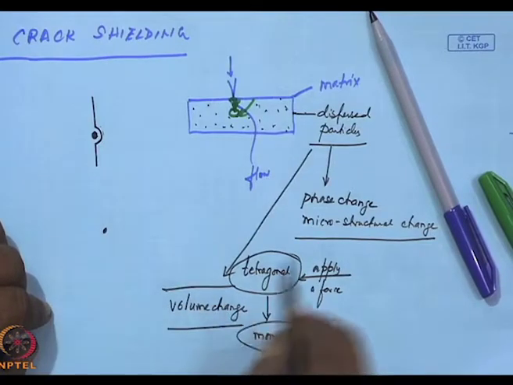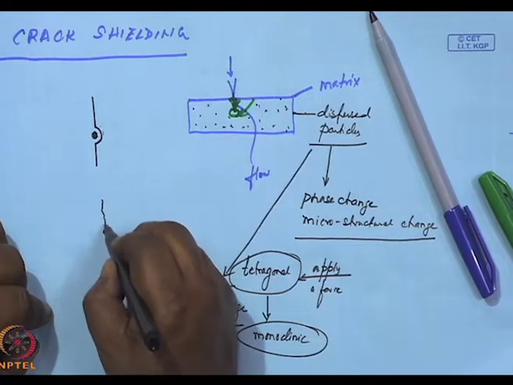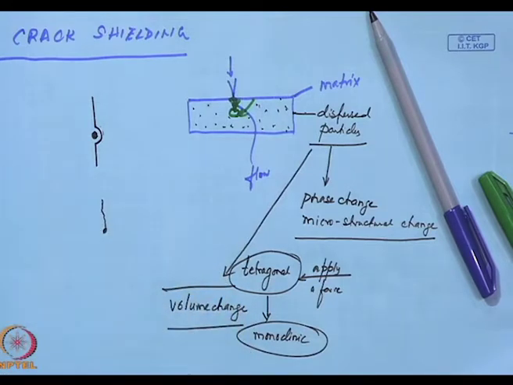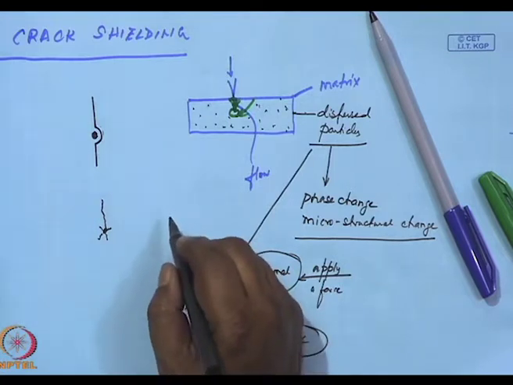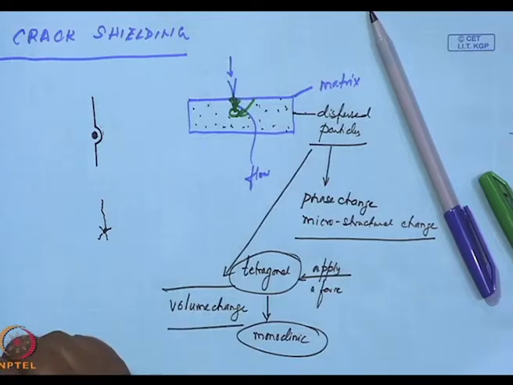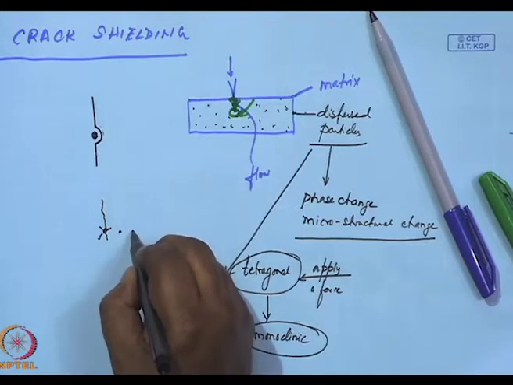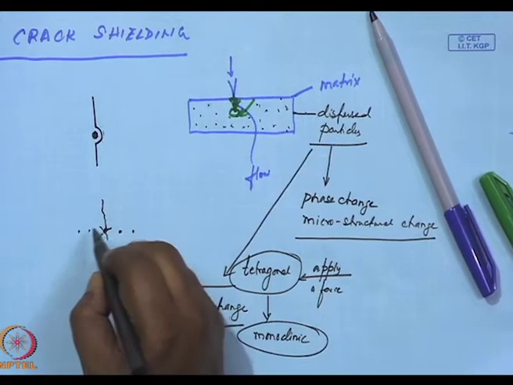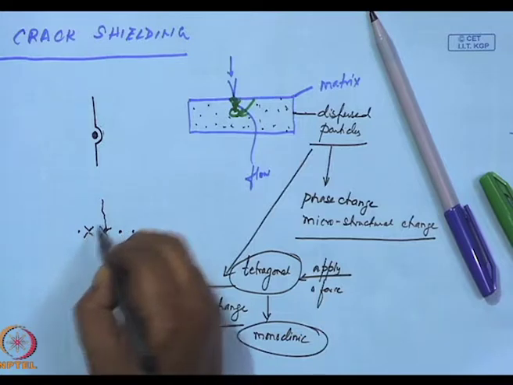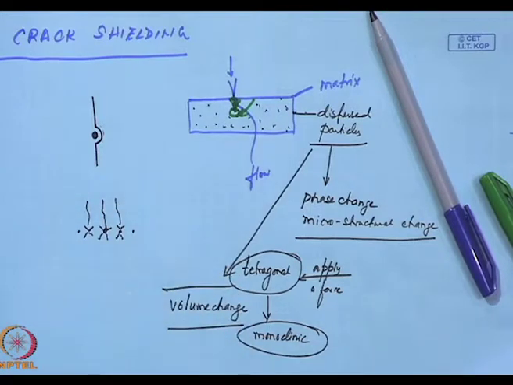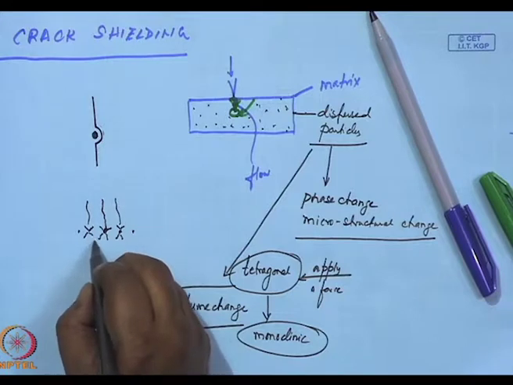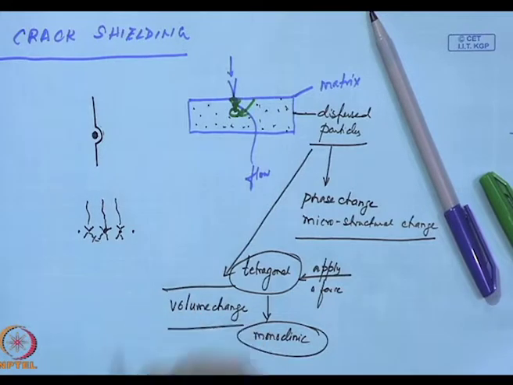Suppose this is the crack, this is a dispersed particle. The crack comes in, and then due to this dispersed particle, which can have a microstructure or phase change, small microcracks develop. These are small microcracks. Now, with dispersed particles being there right through the phase, there will be microcracks on all of them due to the different forces acting. As a result, you will see that these microcracks will now intersect each other. I talked of it earlier also.